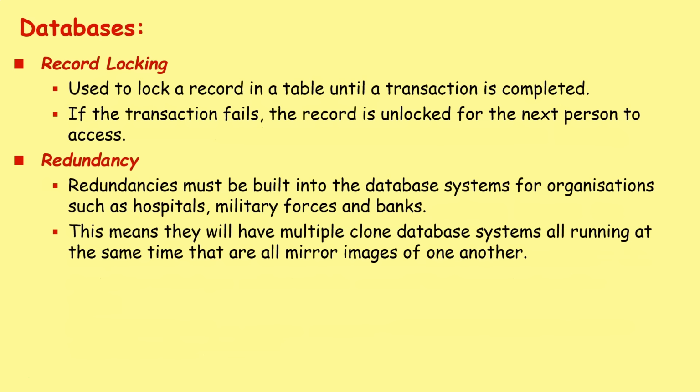Record locking is used to lock a record in a table until a transaction is completed. If the transaction fails, the record is unlocked for the next person to access. Redundancy. Redundancies must be built into a database system for organizations such as hospitals, military forces, and banks, for obvious reasons. This means they will have multiple cloned databases running at the same time that are all mirror images of each other, and these databases should be held in geographically remote locations to prevent catastrophic system failure.